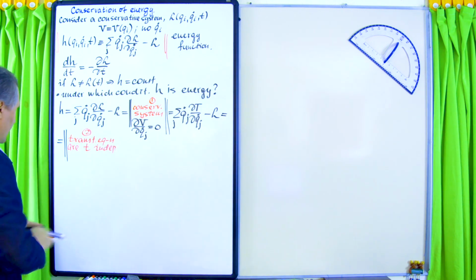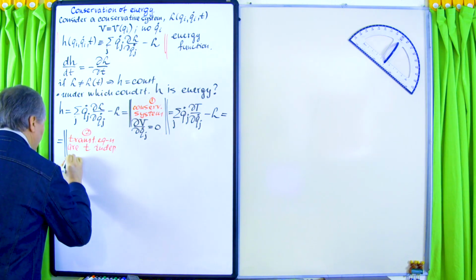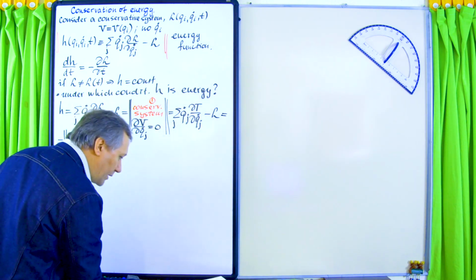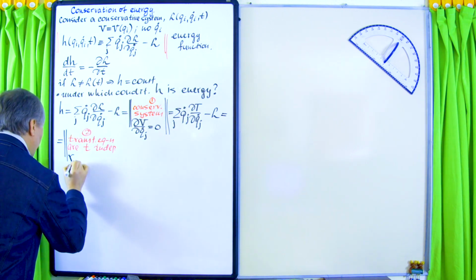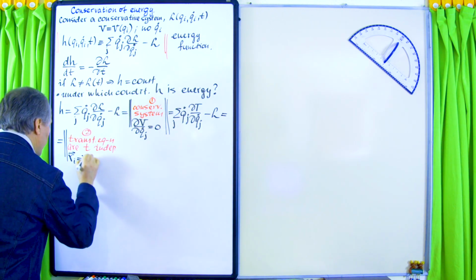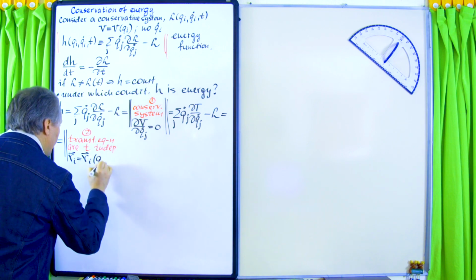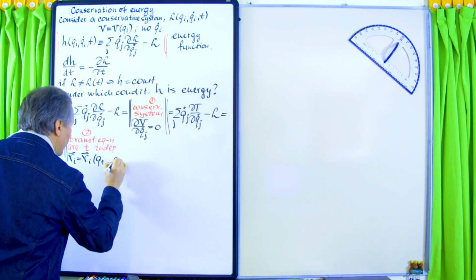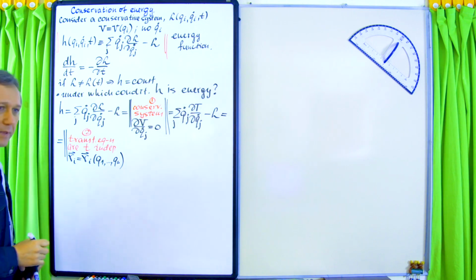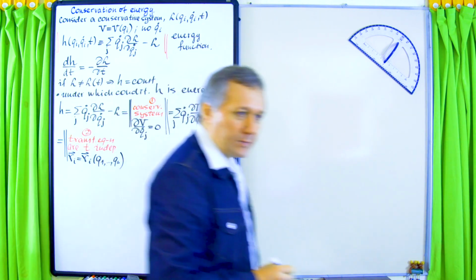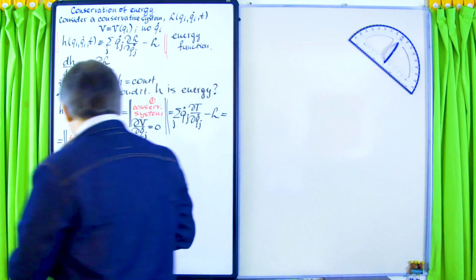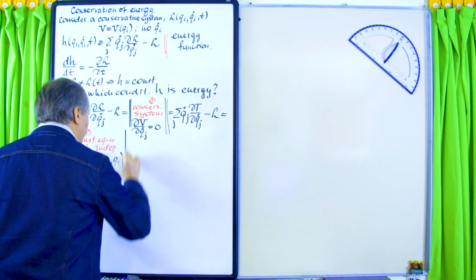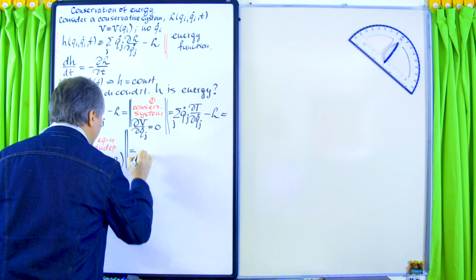Okay, so the second condition, and now I will write, which subscript do I use? I, probably. R_i equals R_i, which is a function of Q_1 all the way to Q_n, no time dependence. You see, time is missing. So that's the second condition that we have to use.